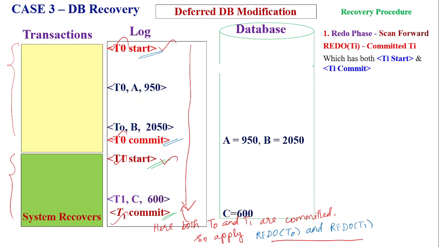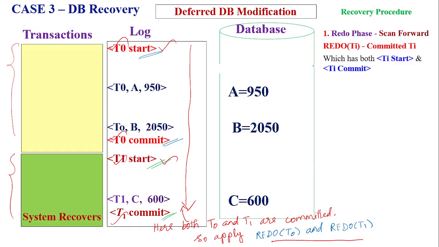Okay, so when redo is applied, the updates on A and B are reapplied once again, and when they are reapplied, they are rewritten to the database. So A is 950, B has 2050, C has 600, right? Once again those values are updated into the database. Okay, so this is about the deferred database modification technique.